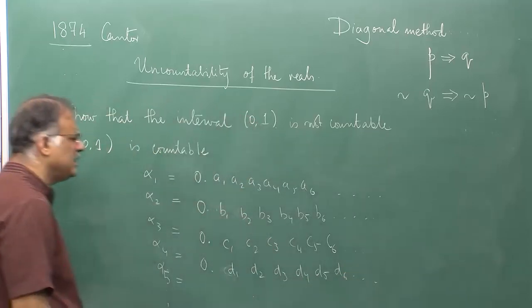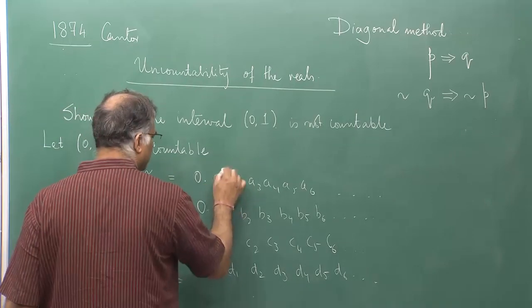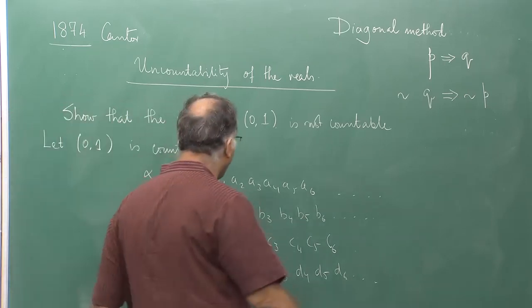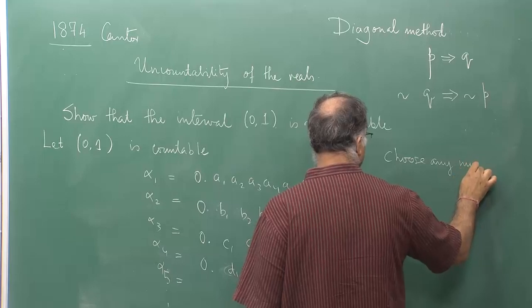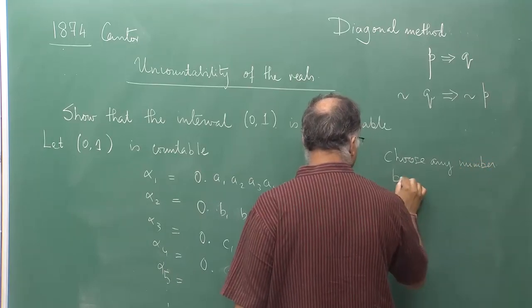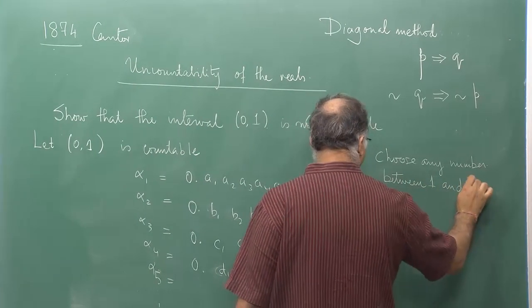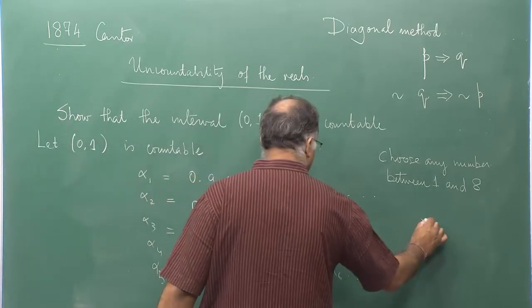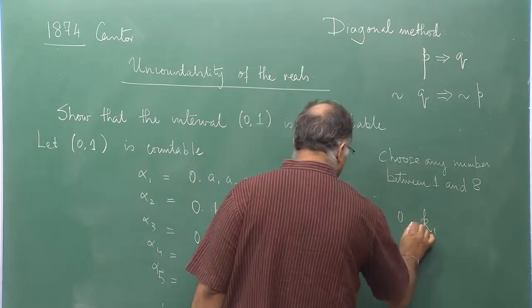Cantor did a very novel thing. He said, come to A1, choose any number between 1 and 8 that is not equal to A1, right? So you put down that number, whatever it is, say some K1, so 0 point some K1.